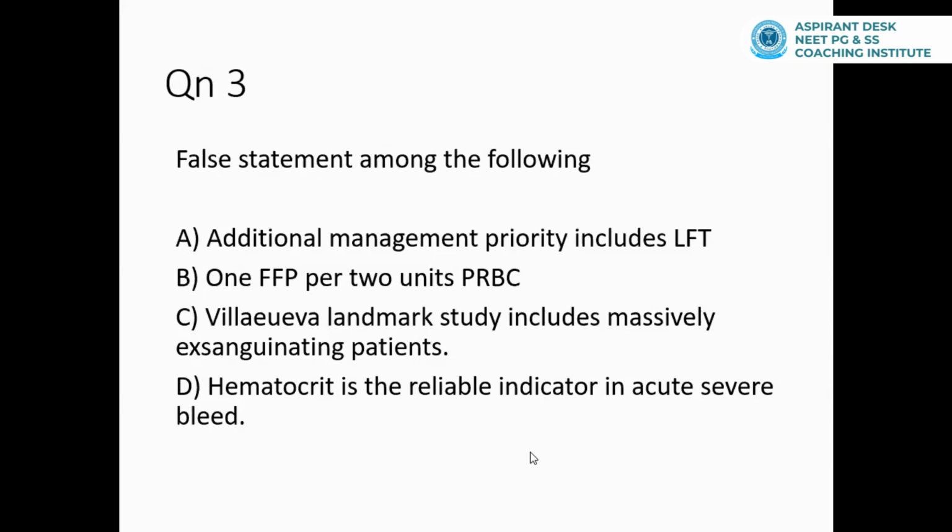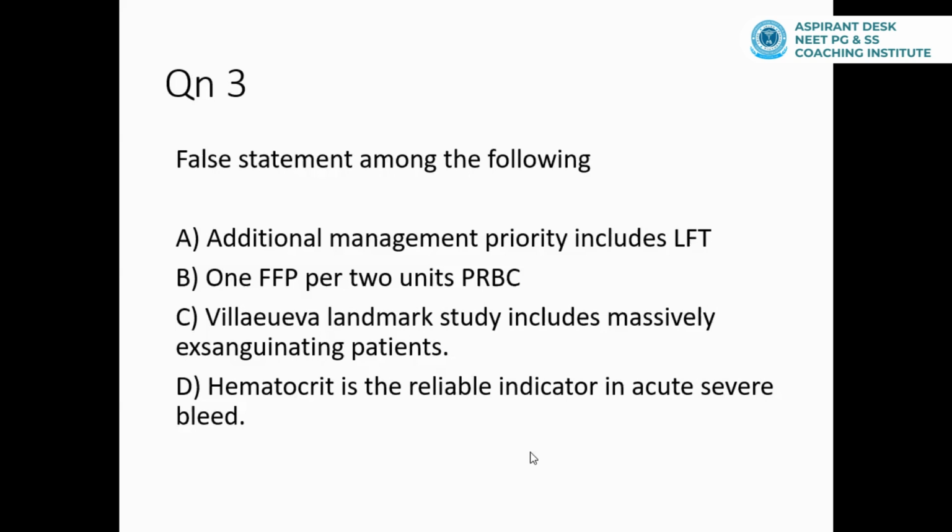The third question is, which is the false statement among the following. The first option is that additional management priority includes liver function test, in UGI bleed or any gastrointestinal bleeding. The second option is 1 fresh frozen plasma per 2 units of PRBC. This is the massive transfusion protocol in GI bleeding.